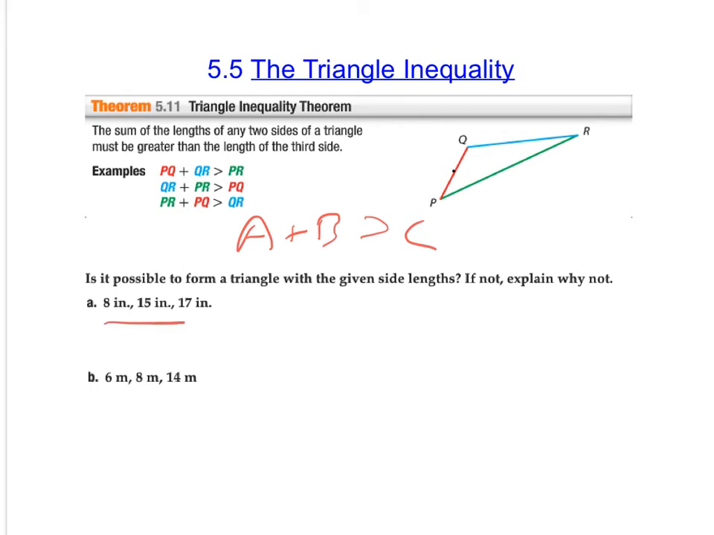Well, in this first one, the two smallest sides are 8 and 15. 8 plus 15 equals 23. 23 is bigger than 17, so therefore, yes, we can make a triangle out of these pieces.